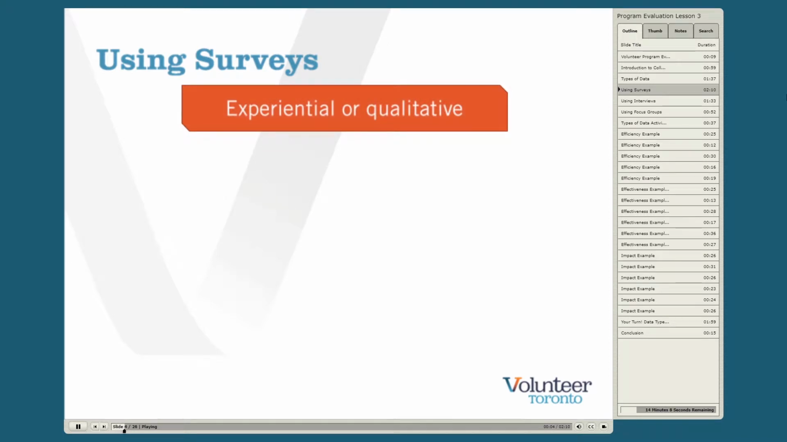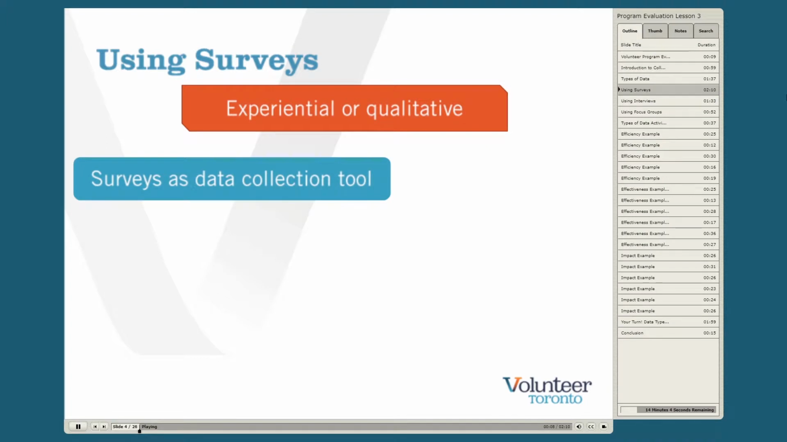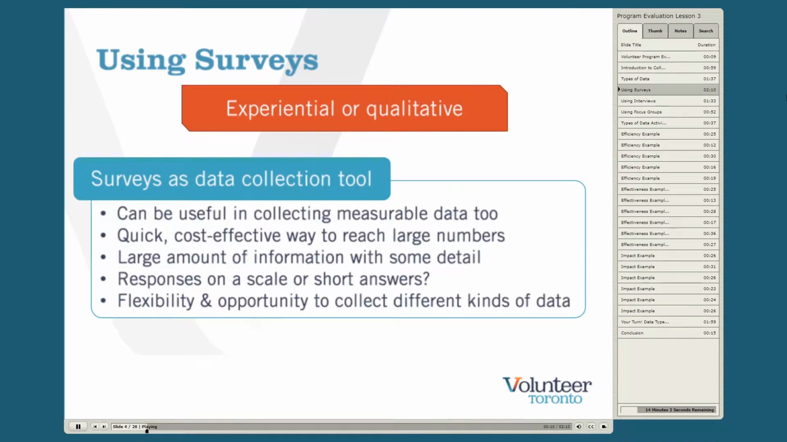Collecting experiential or qualitative data can be done with a few tools. The first one we'll look at is surveys, which can also be useful in collecting measurable data as well. Surveys are a quick, cost-effective way to reach large numbers of people. They can help you collect a large amount of information with varying levels of detail. Do you want responses on a scale, or are you looking for short answers? Surveys give you the flexibility and opportunity to collect different kinds of data from a lot of areas.